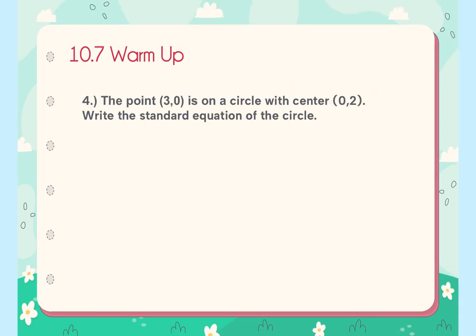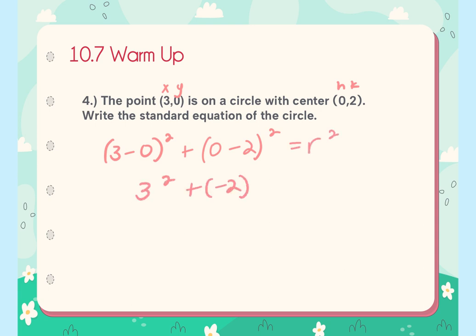All right, and then last one says the point 3, 0 is on the circle with a center of 0, 2. Write the standard equation of the circle. So the point would be my x and my y. The center would be my h and my k. I don't know the radius this time, so I'm going to plug in. So x minus h squared plus y minus k squared equals the radius squared. 3 squared plus negative 2 squared. 9 plus 4. And the r squared is 13.